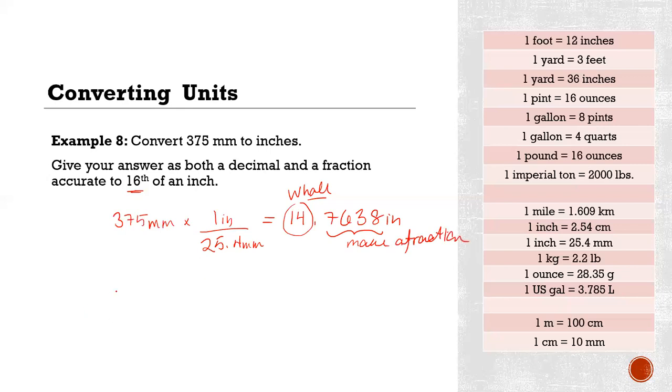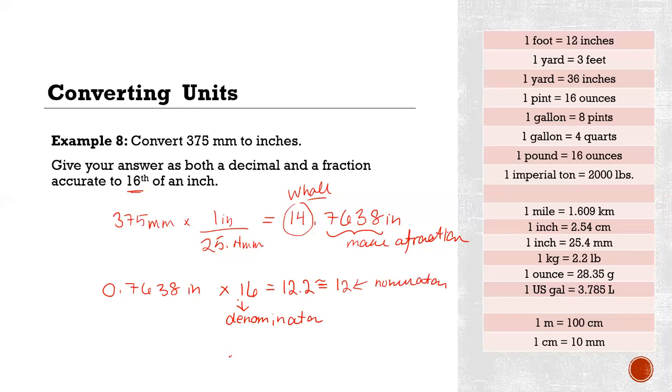Okay, so we're going to take 0.7638 inches. We're going to multiply it by 16. This is my denominator. And you've probably got that in your calculator by now. 12.2 is what we're going to get, which we need to round to a whole number, so that's going to go to 12. And this little squiggle just means approximately equal to, just tells me that we've rounded. So 12, and that's my numerator.